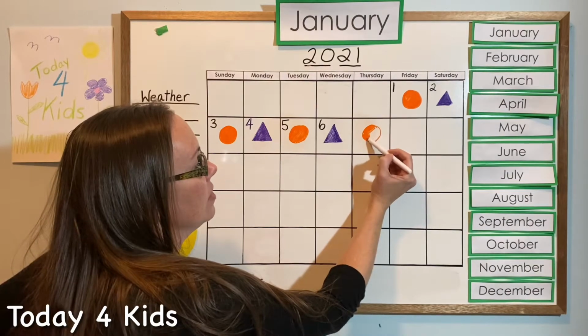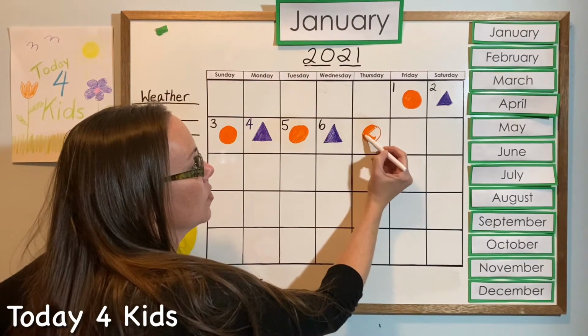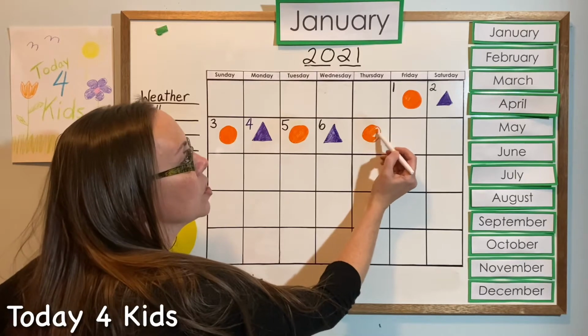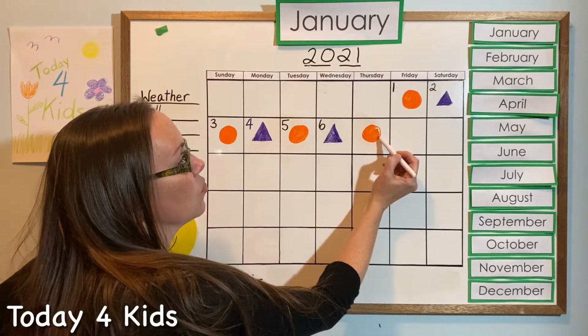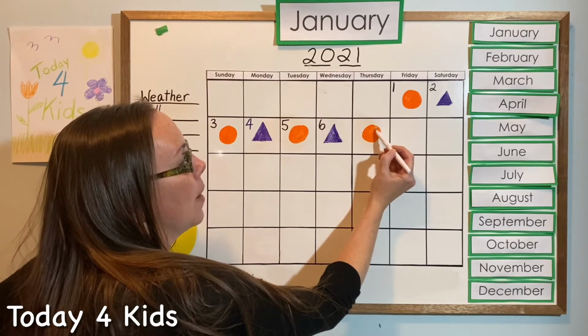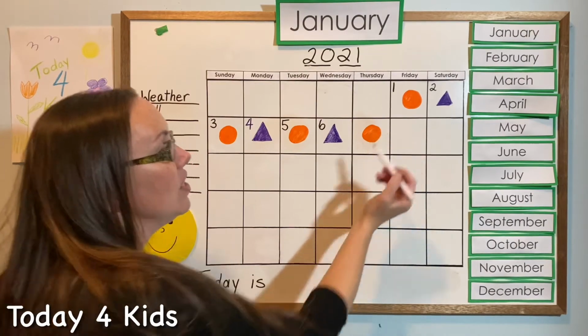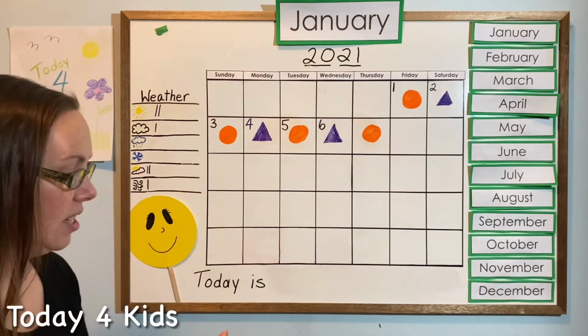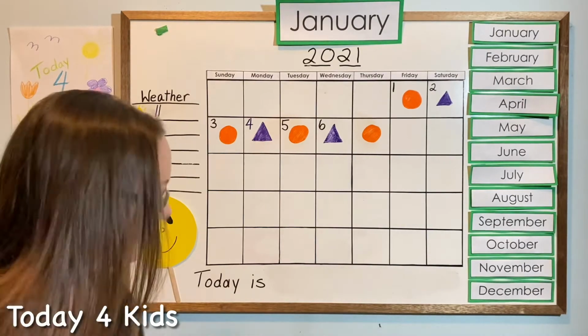Do you like oranges? When I color in this orange circle, it is reminding me of oranges. I love oranges. There are really big oranges, medium-sized oranges. There are even really teeny tiny oranges. Those are pretty sweet tasting.